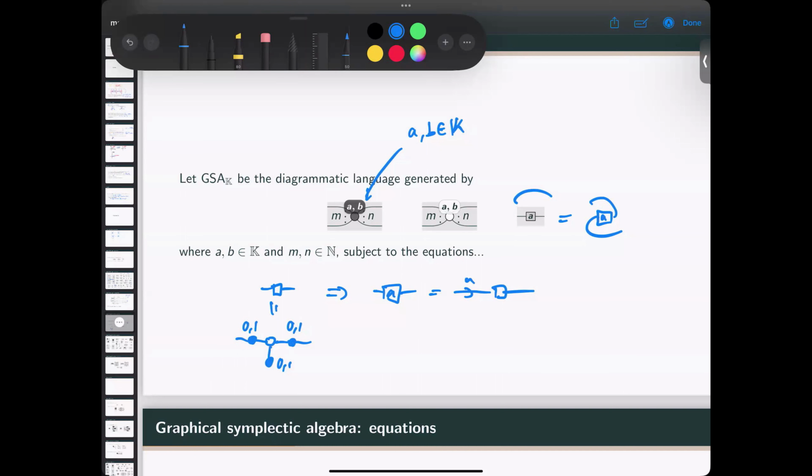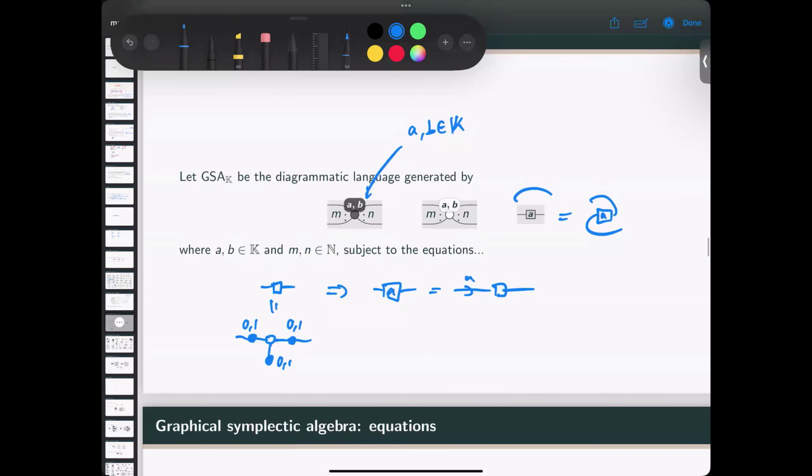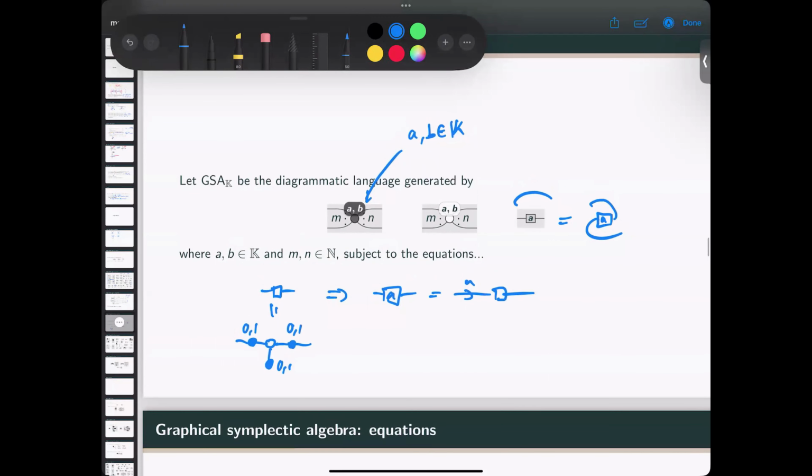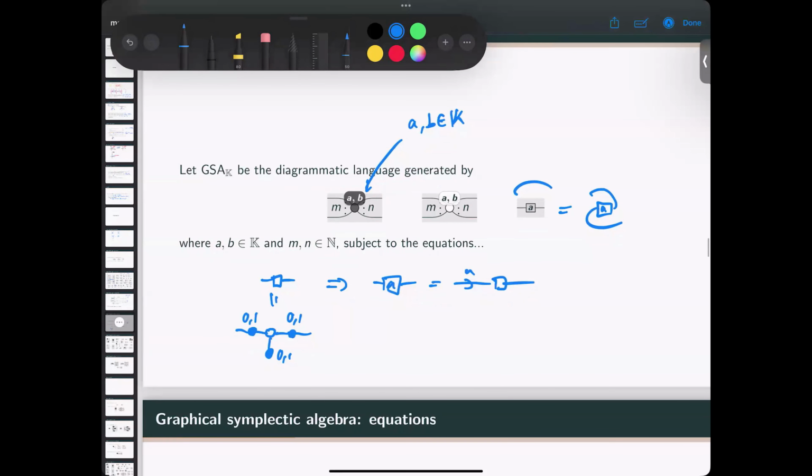So in fact, you can really just have the same generators as graphical affine algebra, only add additional equations. But this presentation is flexsymmetric, which is nicer to work with. I think it gives a cleaner presentation.